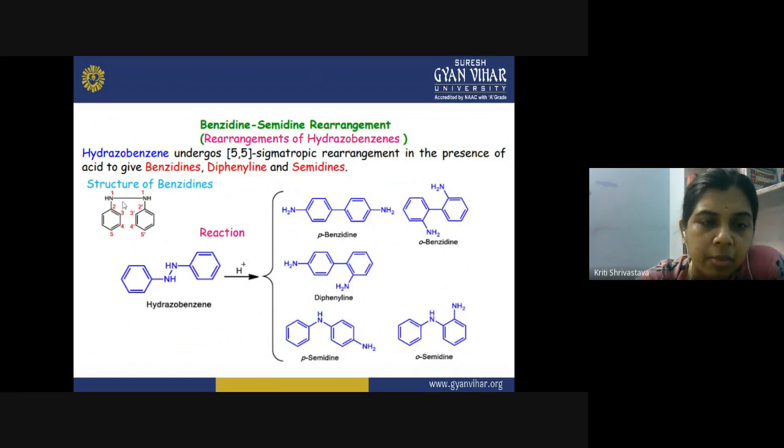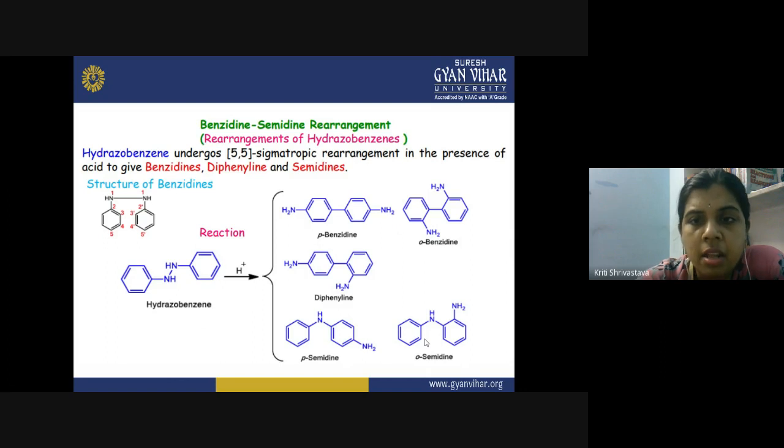So let us see the numbering here. You have 1, 2, 3, 4, 5, and 1, 2, 3, 4, 5. So at the end, this bond will be coming here, right? This is the simple thing that will take place. The bond is coming here at this position. This is a hydrazobenzene, and in the presence of the proton, when it reacts, first you get a para-benzidine. This is the ortho-benzidine. This is diphenyline, and para-semidine and ortho-semidine.